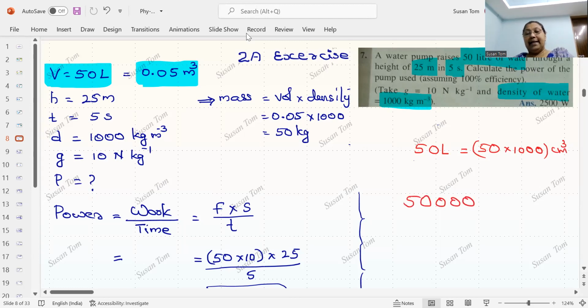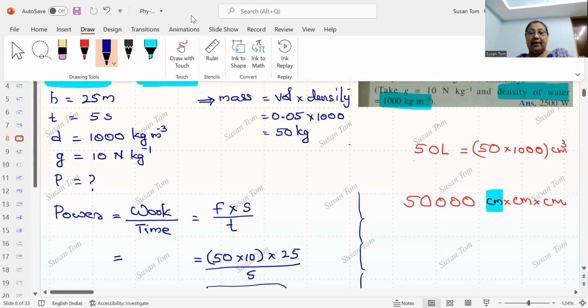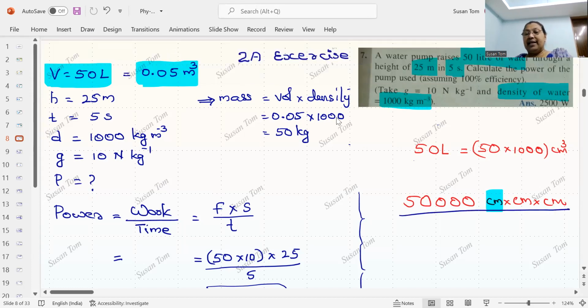So write 50,000 centimeter cube means centimeter into centimeter into centimeter. Now what we want is each centimeter we have to convert into meter. How do you convert a centimeter into meter? By dividing by 100, by using division. Centimeter when divided by 100, this will turn to be meter. This centimeter, if you want to make to meter, again divide by 100. This centimeter also, if you want to make into meter, divide by 100.